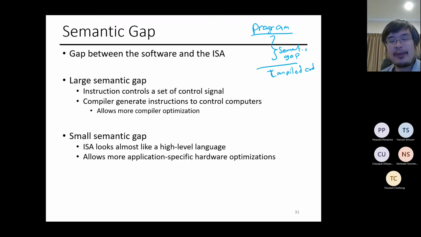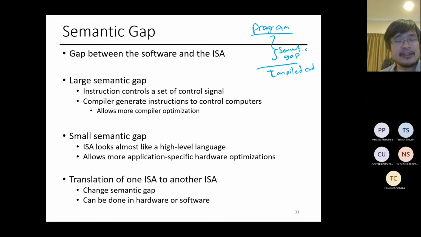You can have an ISA with a small semantic gap, which means that the ISA specification would look like a high-level language like Python or C, right? This allows more application-specific hardware optimization, but also a headache for the hardware designer, because now we have to implement a lot of function calls, right? And translation from one ISA to another ISA is essentially changing the semantic gap. And this can be done either in hardware or software, right? So that's a semantic gap trade-off.